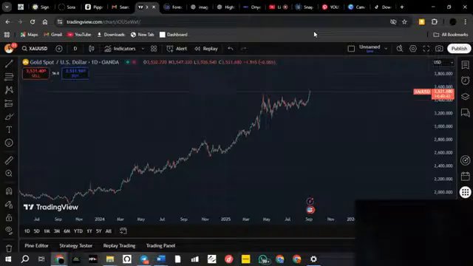So on gold, only look for a buy. Whatever you do, always look for a buy, except if you're a scalper. A scalper always finds a buy or sell regardless of the trend.